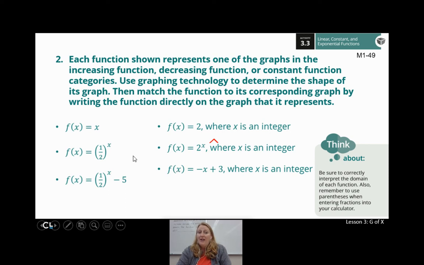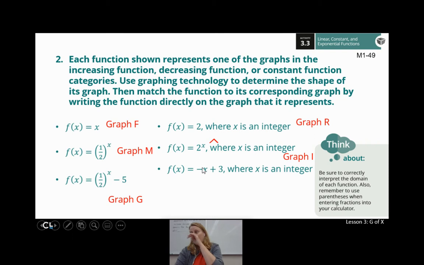So I graphed all of these, and I found that f of x equals x matches graph F. And f of x equals 1/2 x matches graph M. F of x equals 1/2 x minus 5 matches graph G. F of x equals 2 matches graph R. And f of x equals 2x matches graph I. Last but not least, f of x equals negative x plus 3 matches graph L.